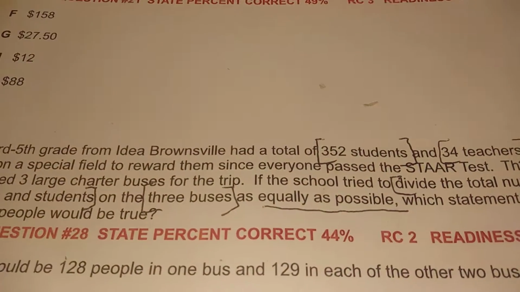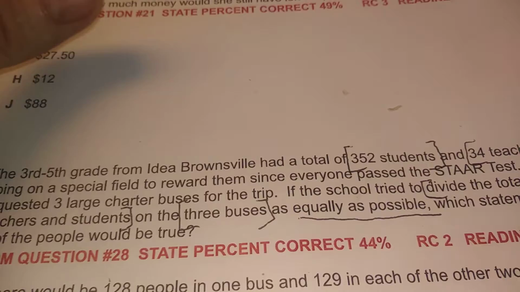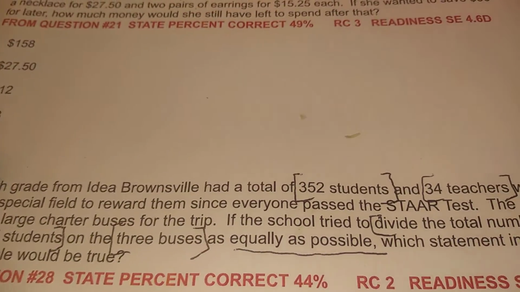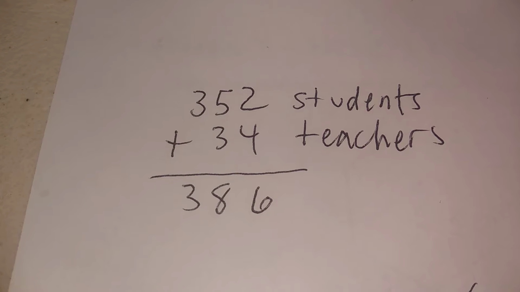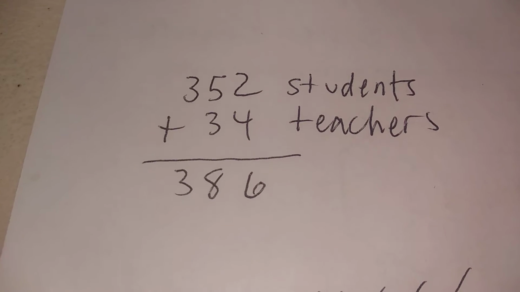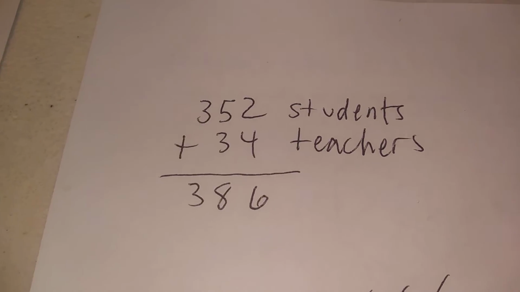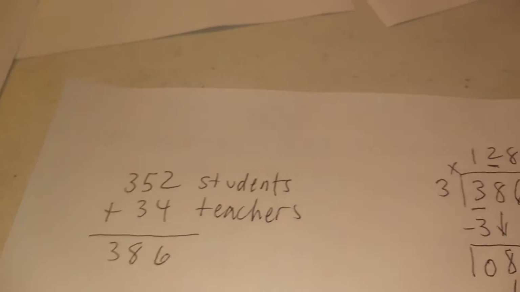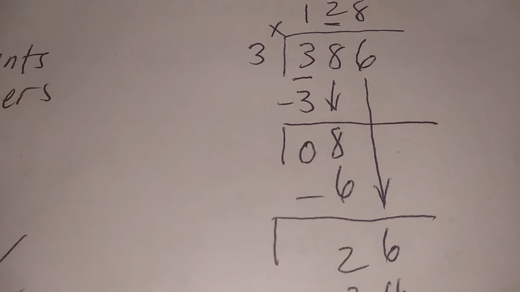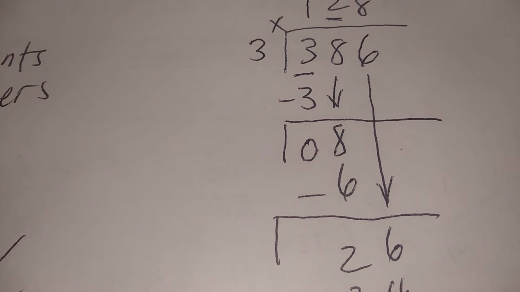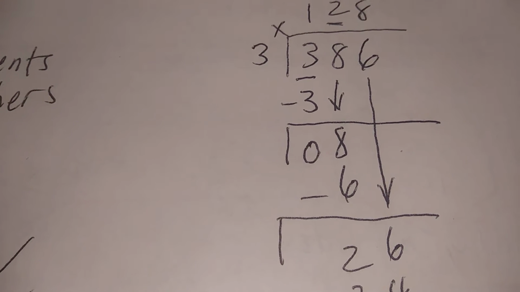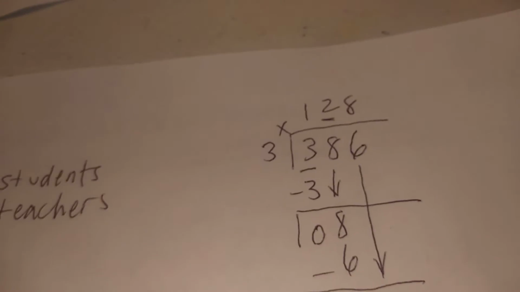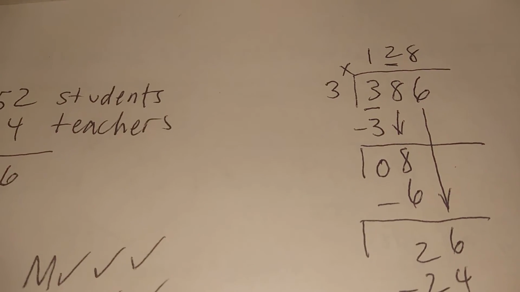Okay, so first of all, we've got to find out how many total people are being placed on the bus. So our 2 labels that we need are 352 and 34. So over here in my workout space, 352 students plus 34 teachers equals 386 people. Alright, since they're being divided equally into 3 buses, the next step is to write your dividend, the 386 in the division box, and the 3 will be the divisor. And one by one we'll try to work on our numbers to get to the quotient.